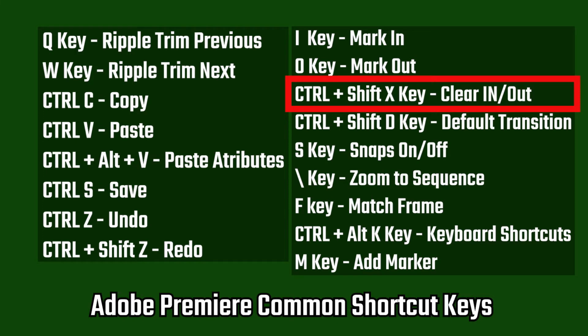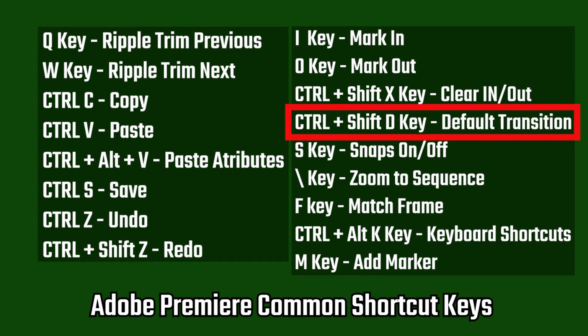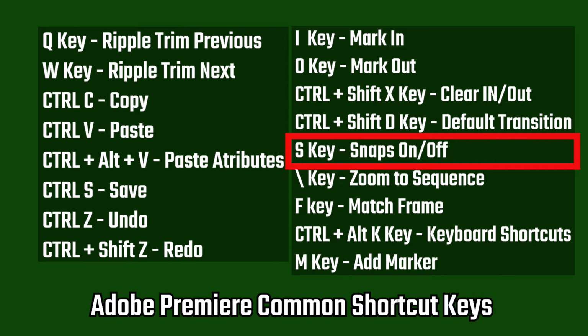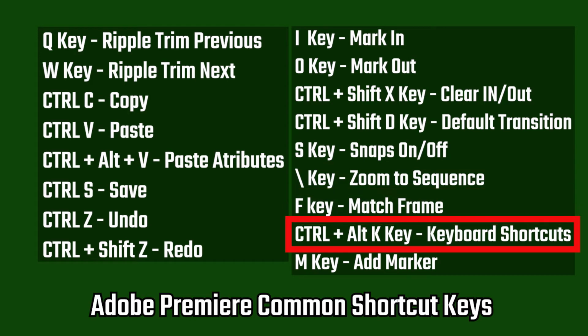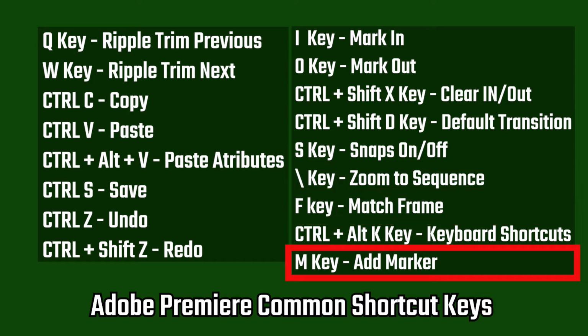clear in out, Control Shift D default transition, the S key snaps on and off, the / key zoom to sequence, F key match frame, Control Alt K keyboard shortcuts, and the M key add marker.